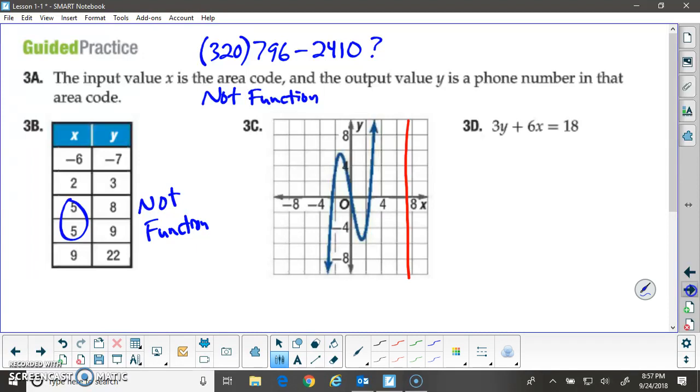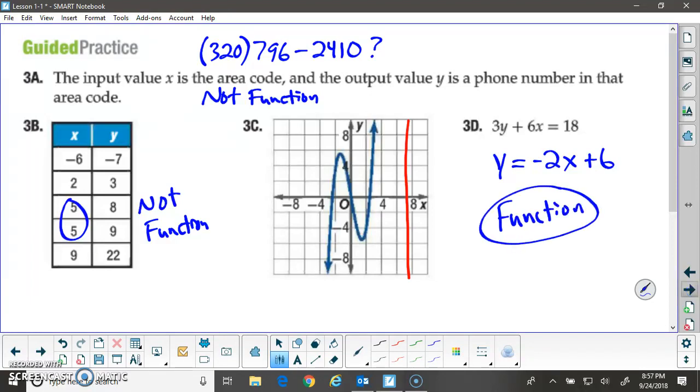And then example 3d, we have an equation, and that equation, if you got y by itself, it would look something like this. Negative 2x plus 6, that would produce a line, and every linear function is a function. So this one does represent a function. For any input x, there's exactly one output, the y.